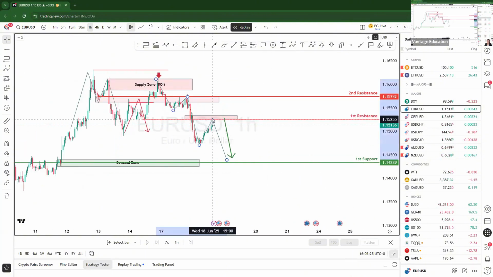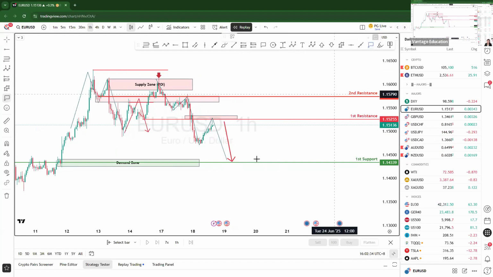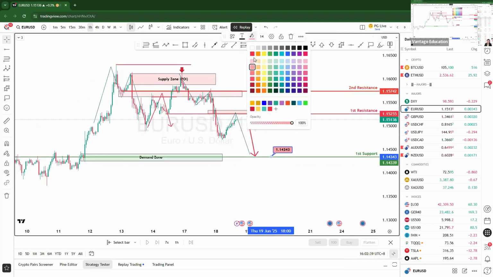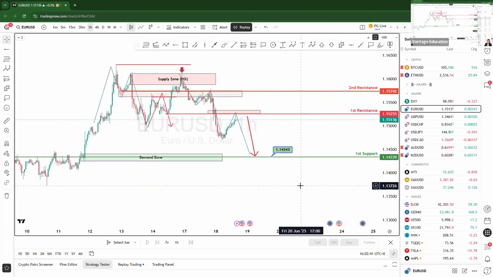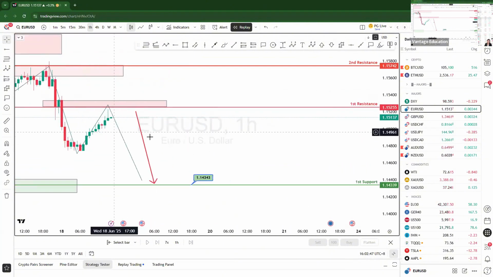Okay, they need to go back here and then fall to target around this price. Okay, this level. So now you see like that.